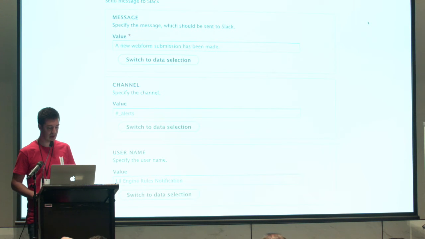This is what the action page looks like in rules. So we've got our value here, which is a message. We've got a channel, and we've got a username. This is great, but it's not very custom. We can only say one message for every web form submission that's made. So we still then have to go onto the website to look at the results.